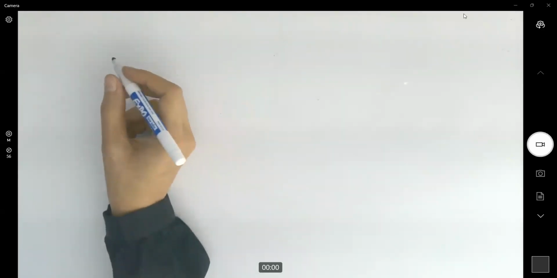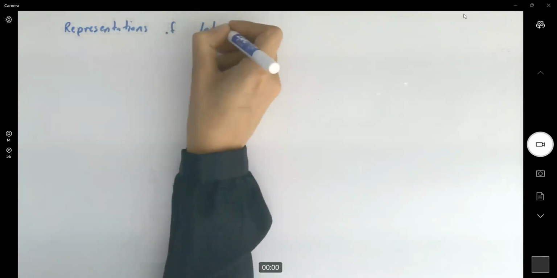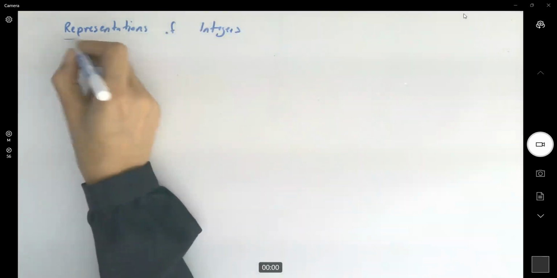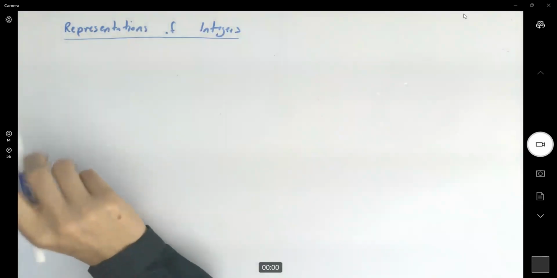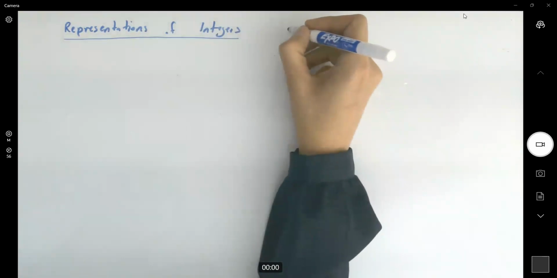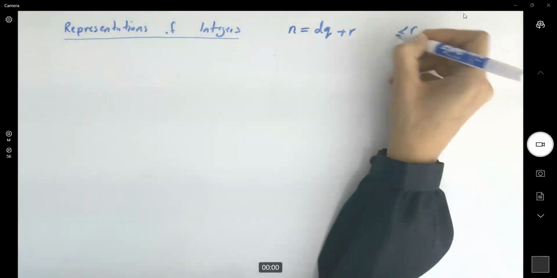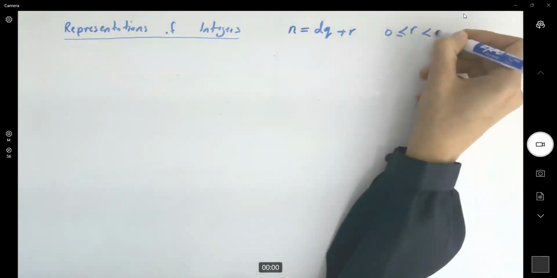Representations of integers. Very good. So they're using the quotient remainder theorem. Remember that we have n equals dq plus r, and r is bounded, sandwiched between 0 and d.